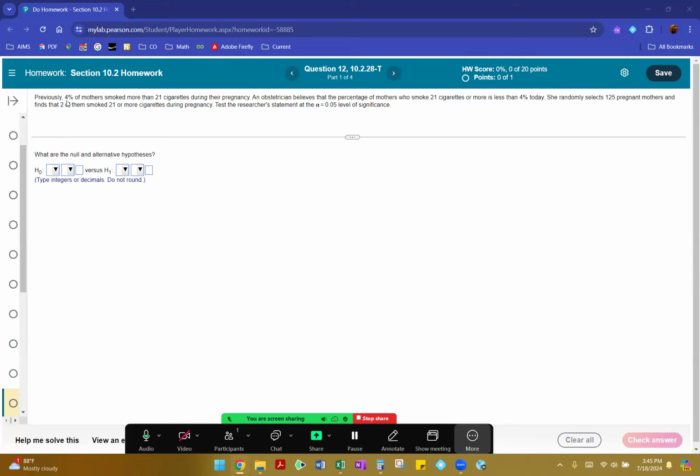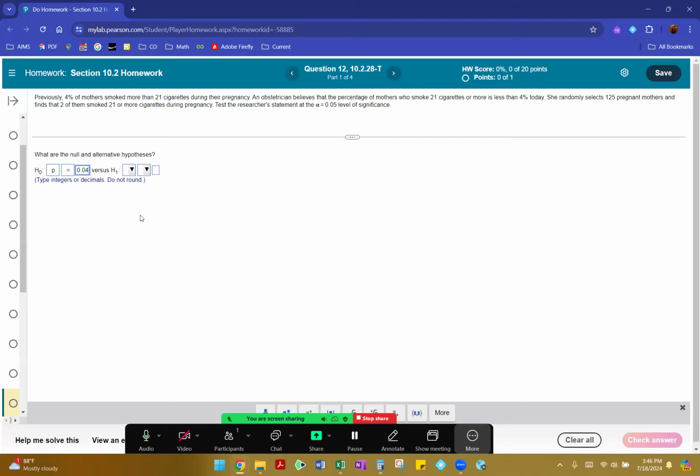So of course the null hypothesis would be what they're telling us about the previous data or survey results. So they're saying 4% of the mothers smoked more than 21 cigarettes during their pregnancy. So that's of course a probability. So that's P, and the probability equals 4%, as a decimal would be 0.04.